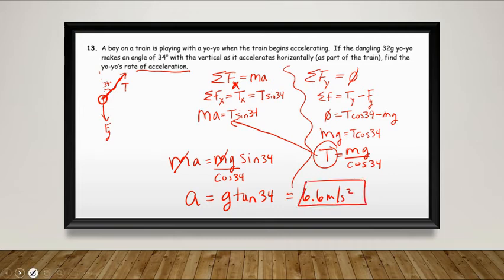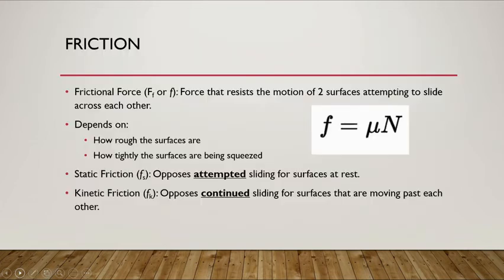Now our next question that we're going to do is going to deal with friction. And so in order to solve problems with friction, we need to understand what friction is. Friction is going to be an opposing force. It's a force of opposition that's going to resist your motion. So the frictional force is a force that resists the motion of two surfaces attempting to slide across each other.